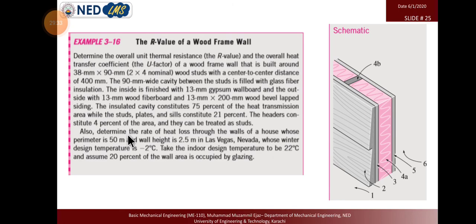Also determine the rate of heat loss through the walls. The house perimeter is 50 meters, and the wall height is 2.5 meters, in Las Vegas, Nevada, whose winter design temperature is -2, the outside temperature. The indoor design temperature is 22, and assume 20% of the wall is occupied by glazing, that is, 20% of the area is taken by the windows. So only 80% of the area is constituted by this parameter, and in the end we have to count 80% of the overall heat transfer.